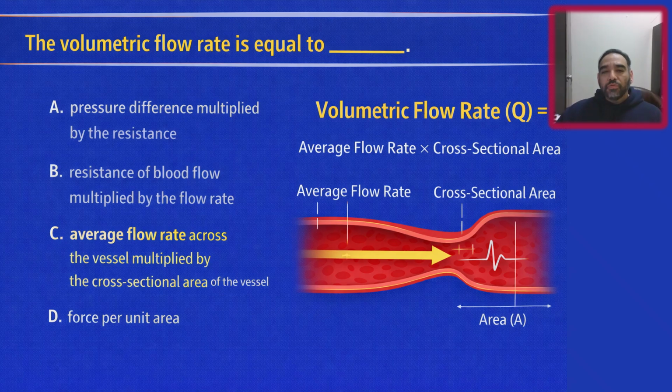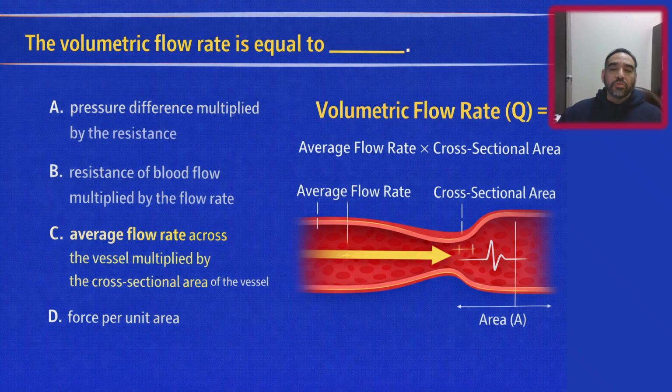So volumetric flow rate is defined as Q equals A times V, where Q is the volumetric flow rate, A is the cross-sectional area of the vessel, and V is the average velocity across the vessel. This tells how much volume of blood passes through a vessel per unit of time. So if the vessel is wide, more volume can pass. If the velocity increases, more volume passes per second. So this answer is literally the definition of volumetric flow rate.